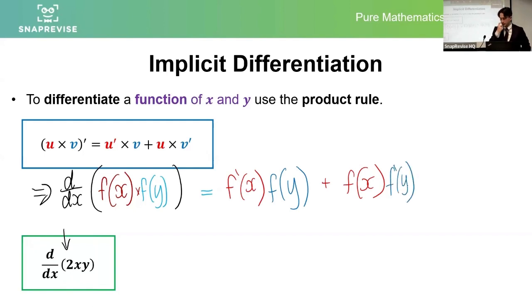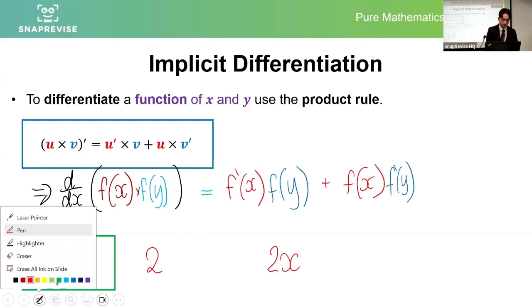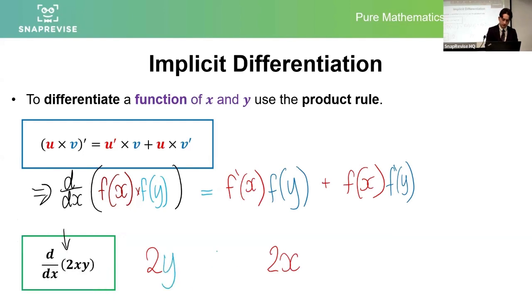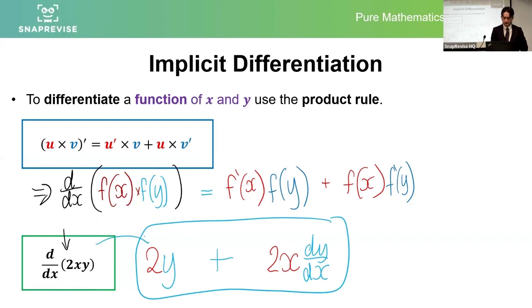Now, if we do that for this one, the derivative of 2x with respect to x is 2, and you'll have a 2x over here. And then we're not going to differentiate y. Plus 2x not differentiated times the derivative of y, which would be a dy dx. So that would be the derivative of this. It's a product rule.